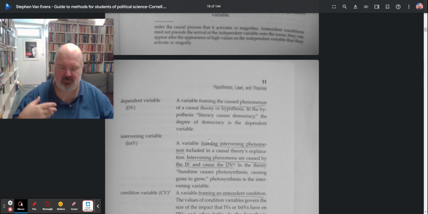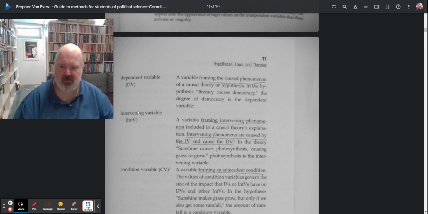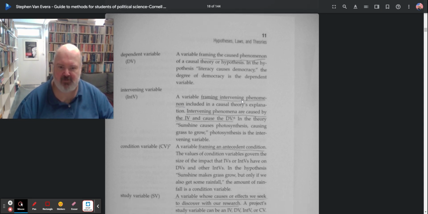Now, we have more complex variables. This is the intervening variable, INTV, big I, small n, TV. What is this? It is a variable framing intervening phenomena included in a causal theory's explanation. Intervening phenomena are caused by the independent variable and cause the dependent variable.